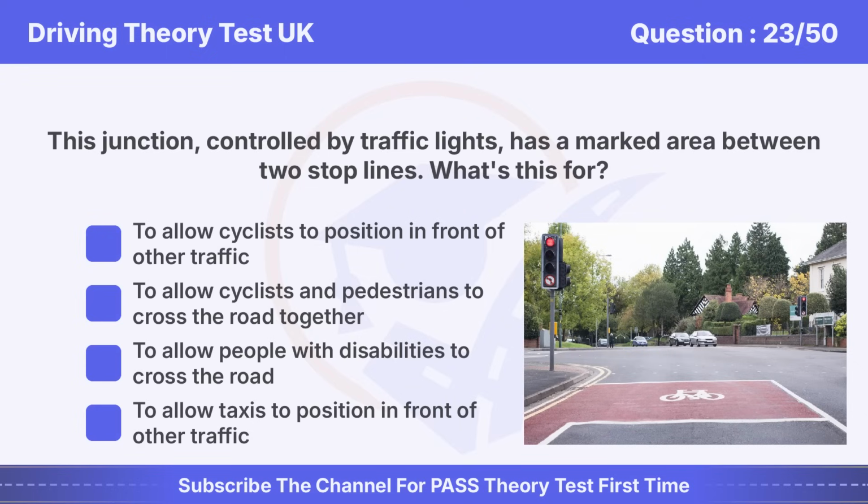Question 23. This junction, controlled by traffic lights, has a marked area between two stop lines. What's this for? Option A. To allow cyclists to position in front of other traffic. B. To allow cyclists and pedestrians to cross the road together. C. To allow people with disabilities to cross the road. D. To allow taxis to position in front of other traffic.